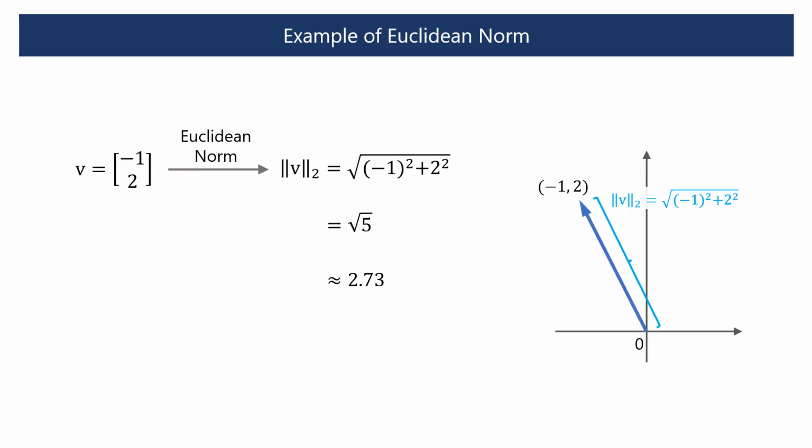Let me show you an example of Euclidean norm. Consider this three-dimensional vector v. The Euclidean norm of v can be computed in this way.